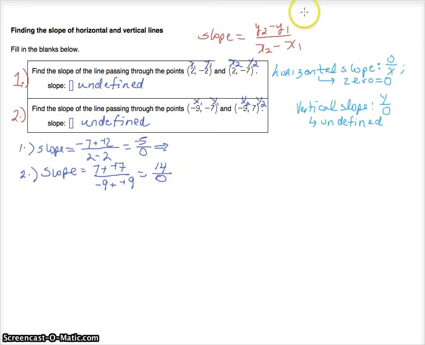So remember, slope is going to be y2 minus y1 over x2 minus x1, and these are the patterns we're looking for. We're either looking for 0 on top, which is a 0 slope, or 0 on bottom, which is undefined.